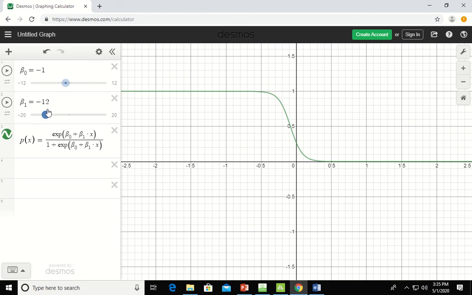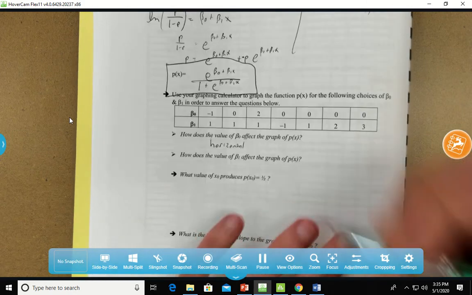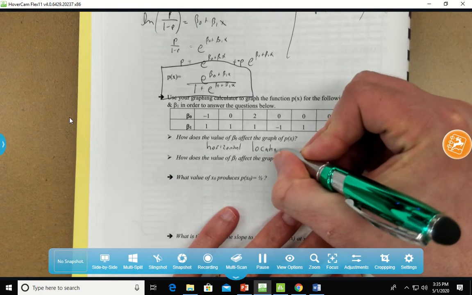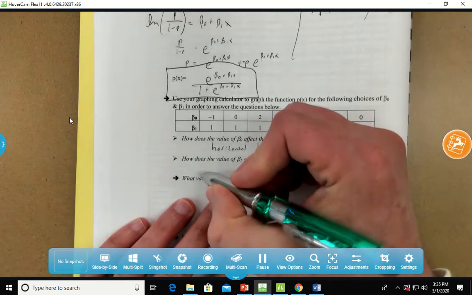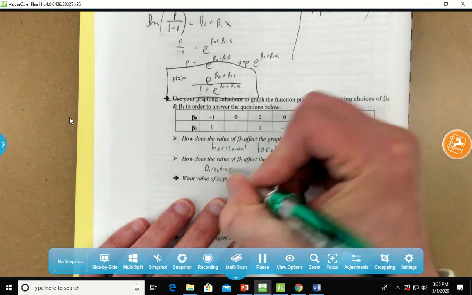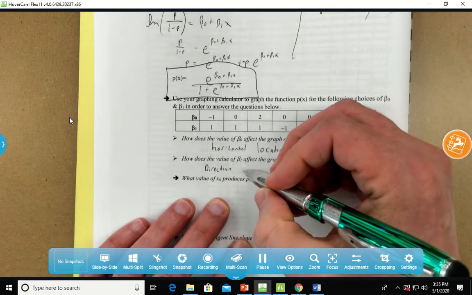in absolute value, the steeper it is, and when you get beta 1 to actually be 0, you get a horizontal line. When it's positive, the graph is increasing, and if it's negative, the graph is decreasing. So beta naught affects the horizontal location. And beta 1 is in charge of direction, whether it's increasing or decreasing, and steepness.